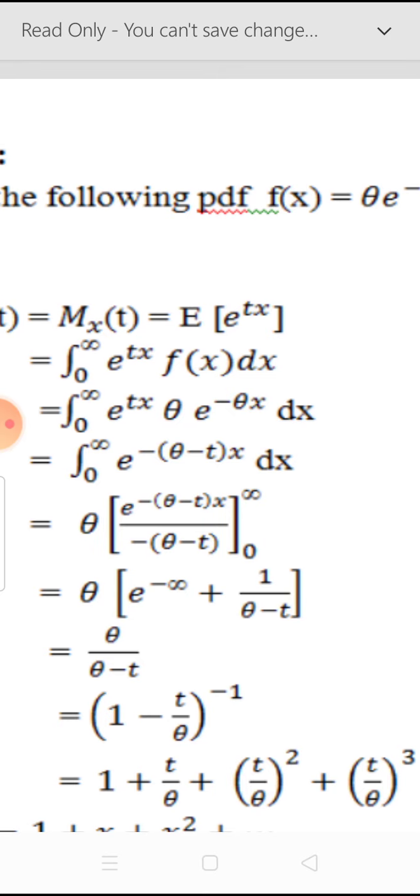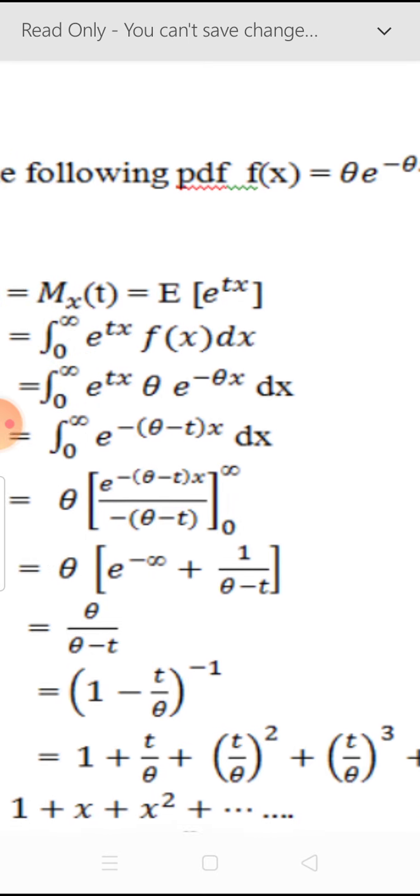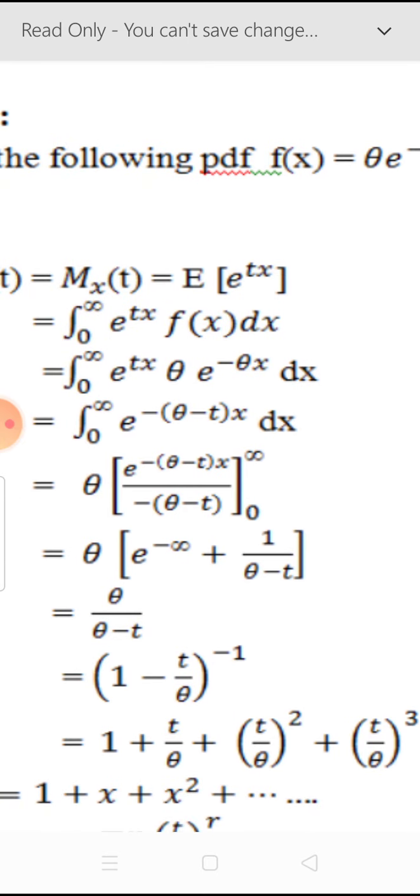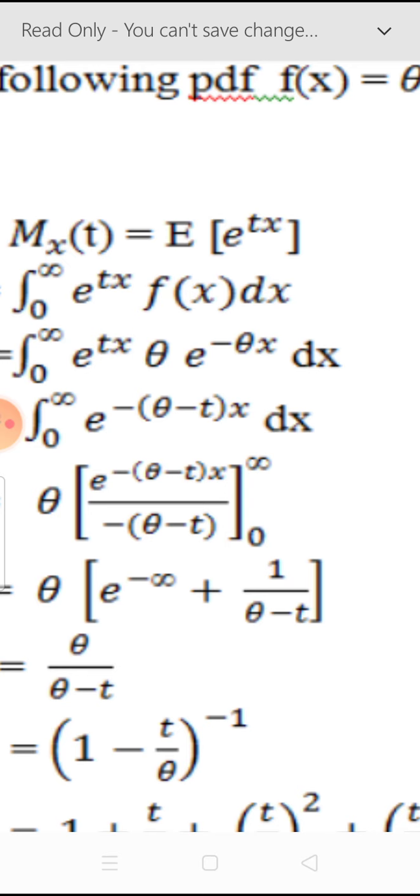Now within the interval 0 to infinity, e power tx into f of x is replaced by theta e power minus theta x. This is given in the problem. Theta is constant, so you take theta outside, and then e power tx into e power minus theta x. From this you take the minus sign outside, so minus of theta minus t into x will come.